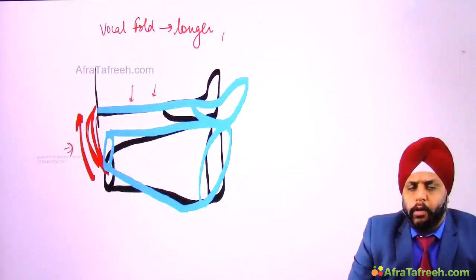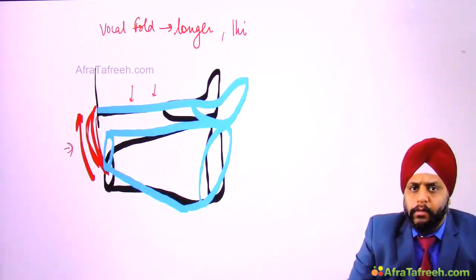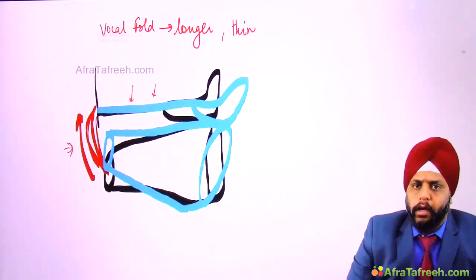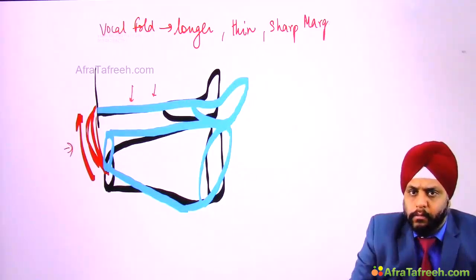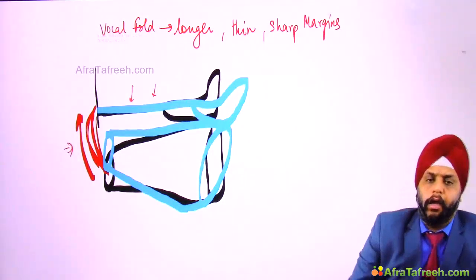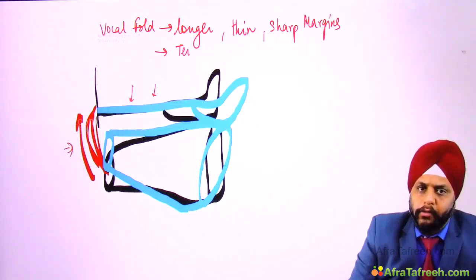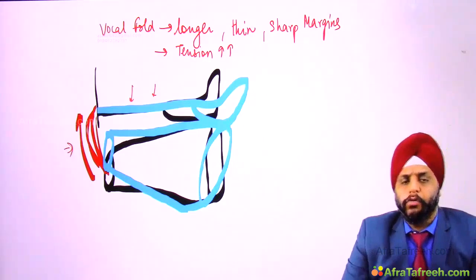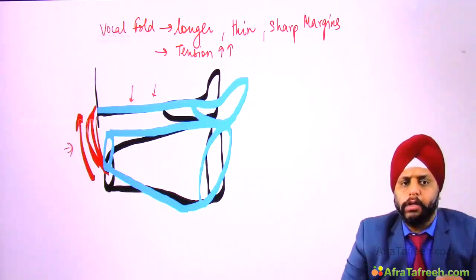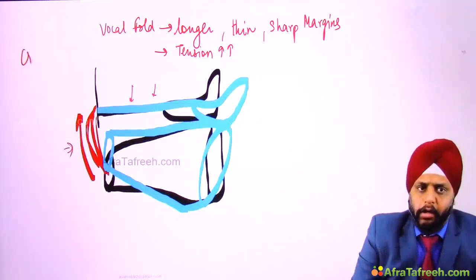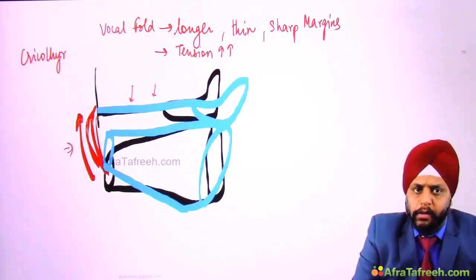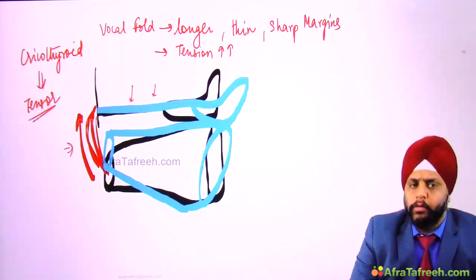Okay, so when it becomes longer, what happens? It becomes thin, and the margins become sharp. The tension in it increases. Therefore, the cricothyroid muscle is a tensor of the vocal fold. Okay, cricothyroid muscle, this is a tensor of vocal folds.